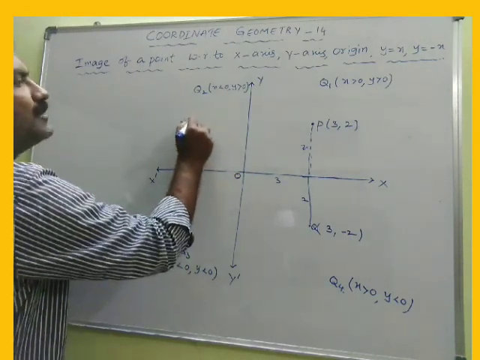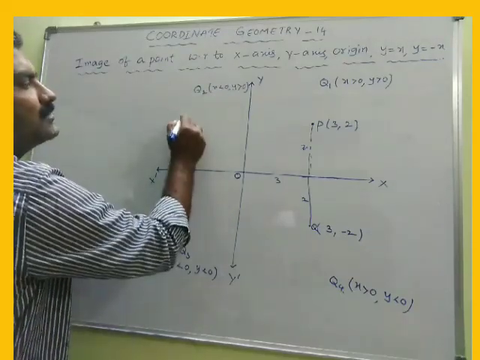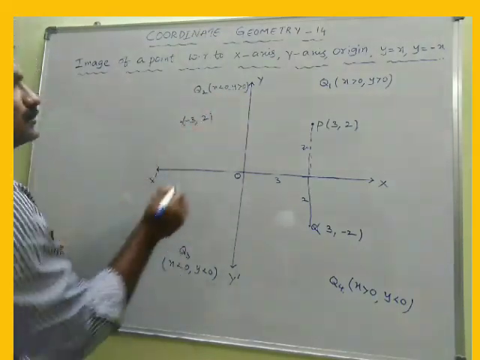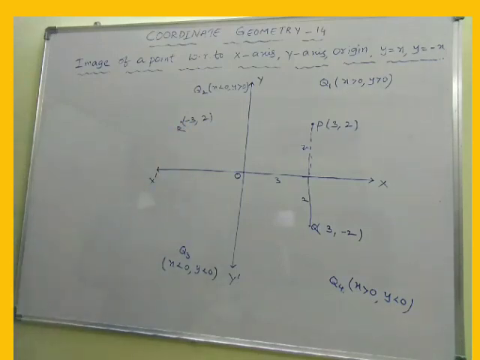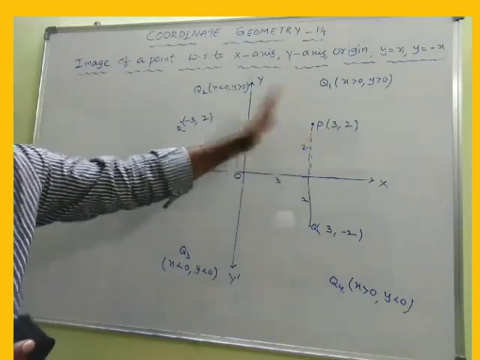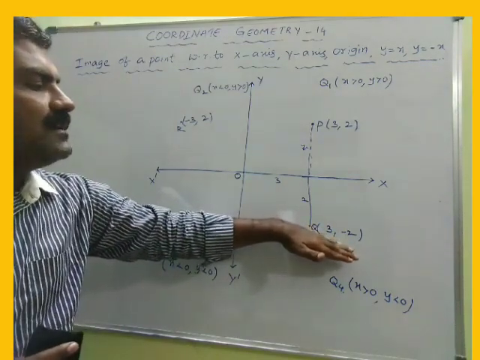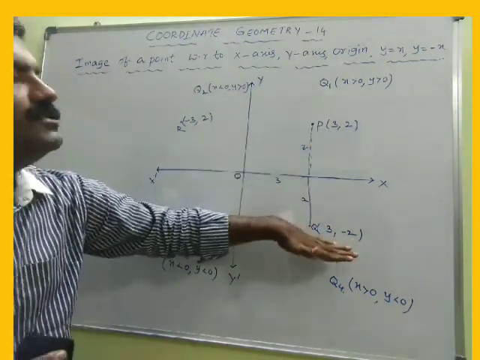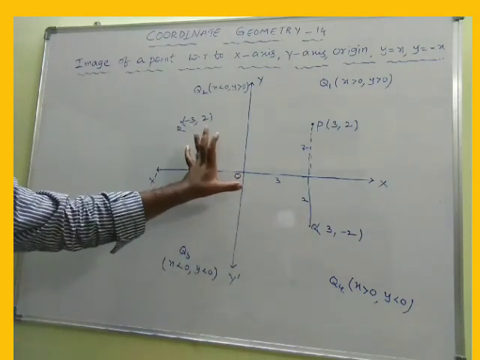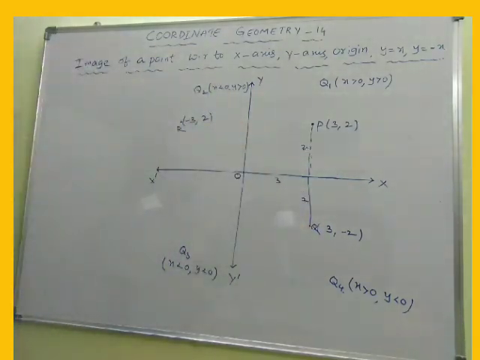So basically (3, 2) is (3, 2), but look at me here, x should be negative, no? So 3 becomes minus 3, whereas y is positive. So minus 3, 2. Suppose this is capital R. I mean capital R is the image of a point P with respect to the y-axis. And Q is the image of a point P with respect to the x-axis. I mean Q, R are the images of P with respect to the x-axis and y-axis respectively.